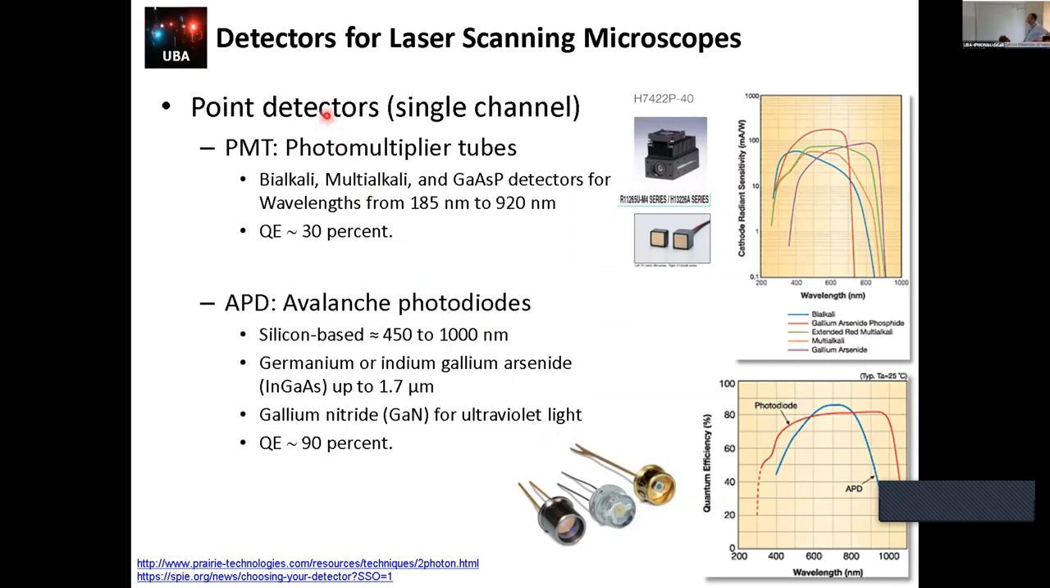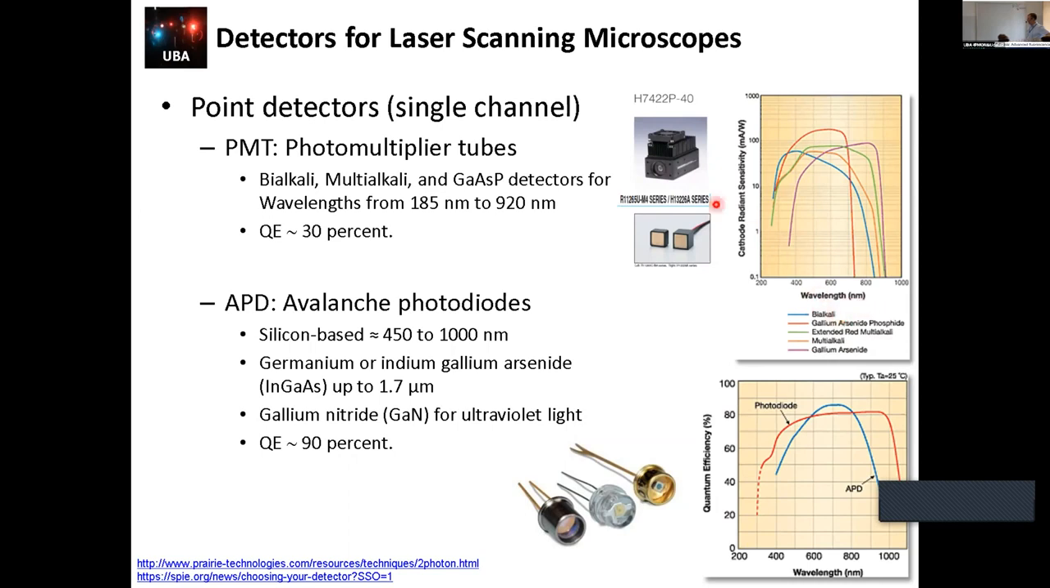Okay, so we need detectors. For point detectors, we have basically two big areas: the photomultipliers, which can be built of different surfaces that can detect photons in different ranges. And here is a plot that shows the sensitivity to wavelength for the different surfaces of the PMTs.